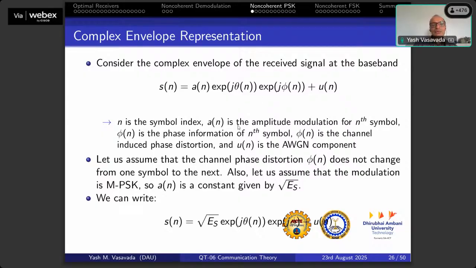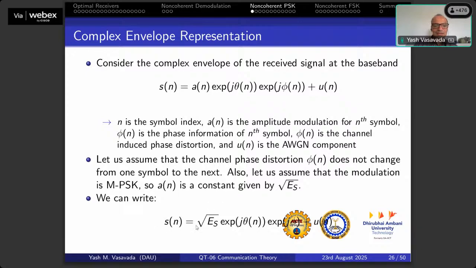This approach of non-coherent demodulation says that we assume that the channel phase phi of n does not vary from one symbol to the next, and then in addition, let us assume that this A of n is a constant, as it is for QPSK or 8PSK, etc.